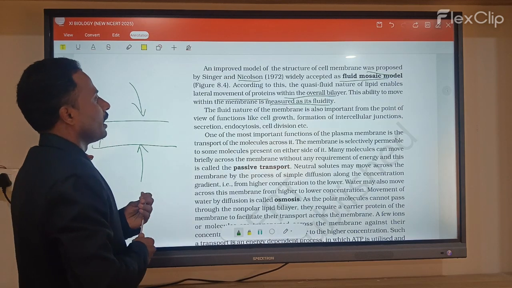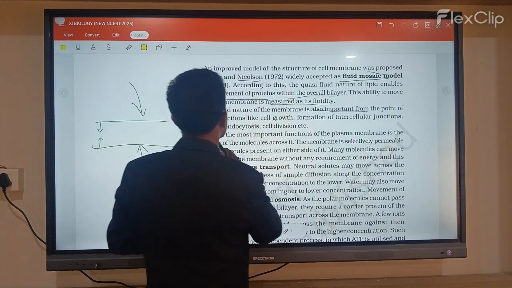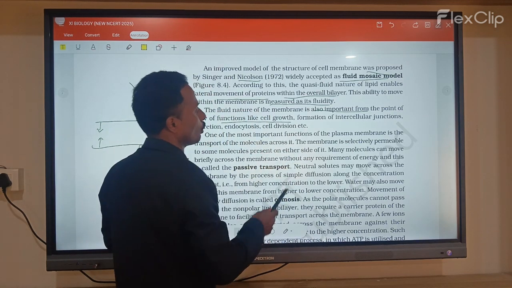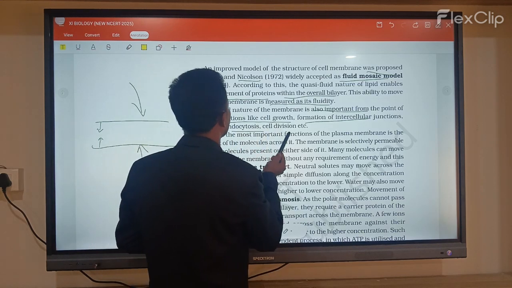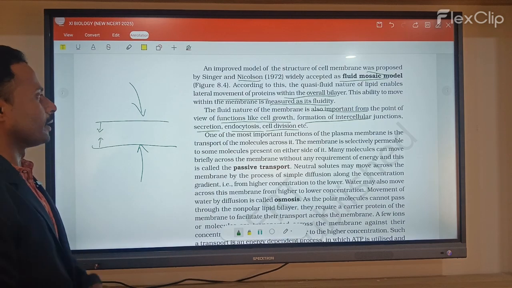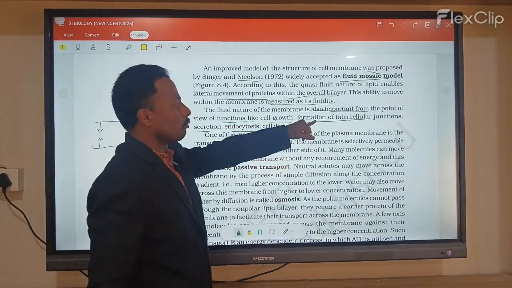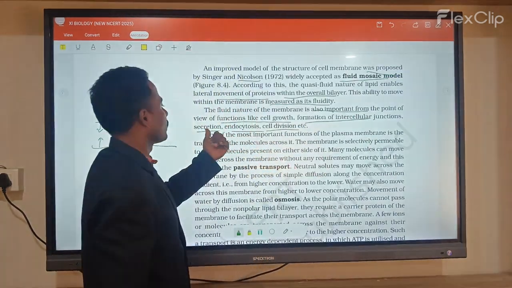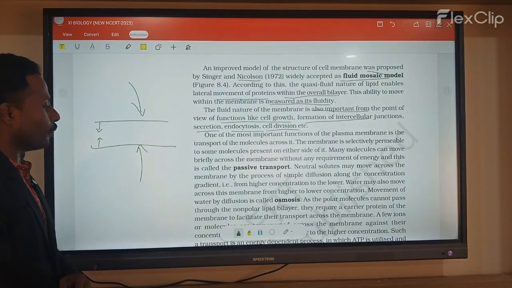Now, this fluid nature of the membrane is also important from the point of view of functions like growth, formation of intracellular junctions, secretion, endocytosis and cell division. So for which purposes is the fluid nature important? Cell growth, formation of intracellular junctions, secretion, endocytosis and cell division. It is very important.